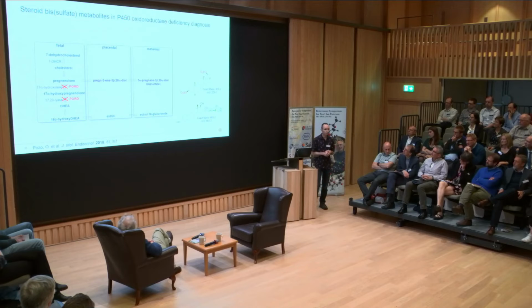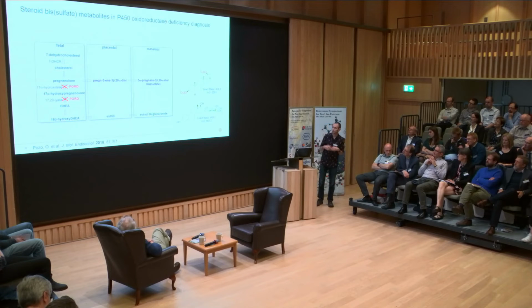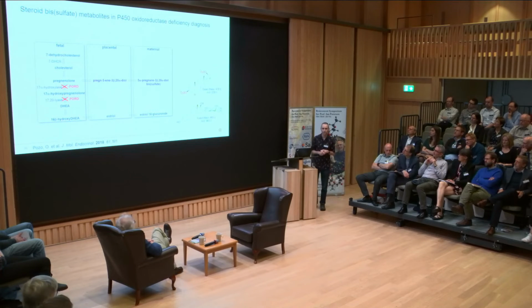So there are sometimes problems with steroid biogenesis. A condition called P450 oxidoreductase deficiency slows down or blocks some of these steps. And so you end up with a blockage and a build-up, and these start to come out. So you get a pregnane diol in the placenta there, and then a pregnane diol bisulfate coming out in the maternal urine, and you can detect this.